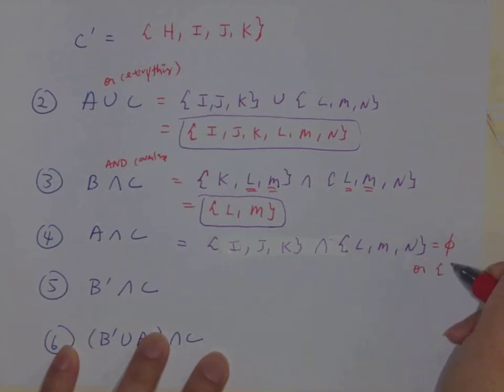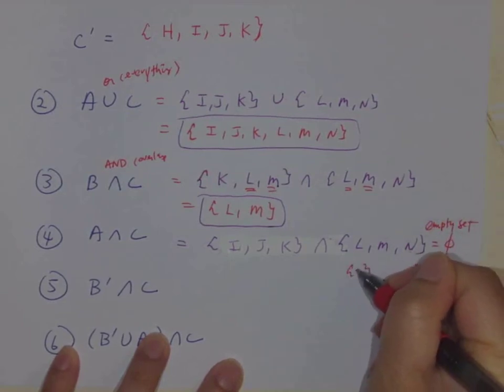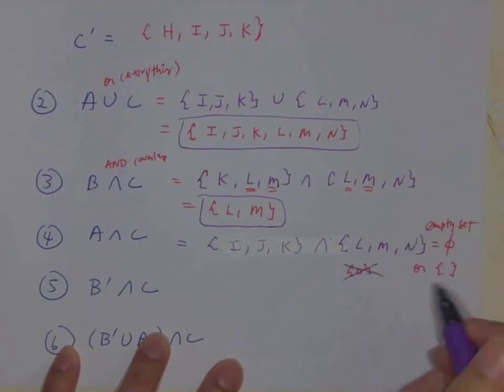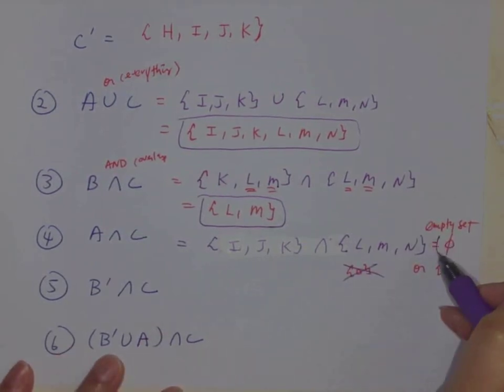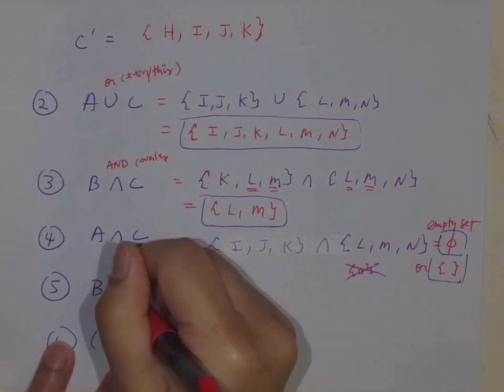can write an empty set like that, but not like a 0 here, okay? So that's not an empty set. So either this or this will work. Okay, the next one says not B intersect with C.